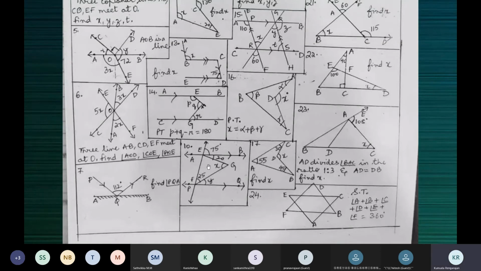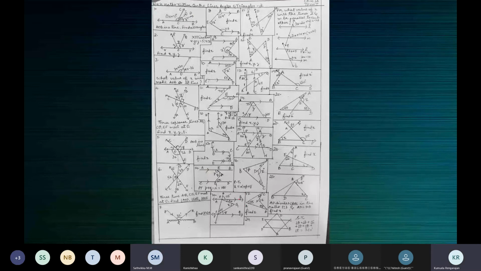What's the measure of y? 50, ma'am. 50. How? Satvika? Ma'am, by corresponding angles property, ma'am. If we take AB parallel to PQ and EF as the transversal, angle E is equal to 75 degree, ma'am, and angle F is equal to 25 plus y. So 75 is equal to 25 plus y, which makes y is equal to 50. Correct.